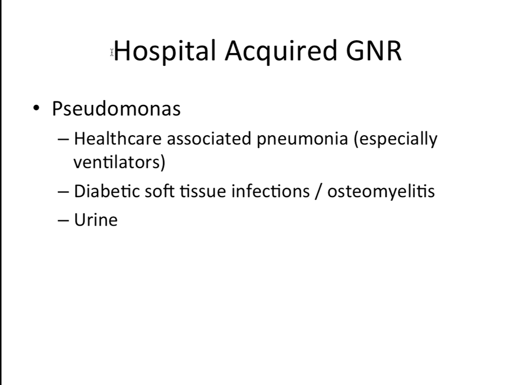Pseudomonas. Pseudomonas is another challenging bug to which resistance emerges fairly quickly. Again, typically there is a healthcare associated exposure, such as ventilators, but in addition, it's often a pathogen in diabetic soft tissue infections, particularly in patients with poor diabetic control.